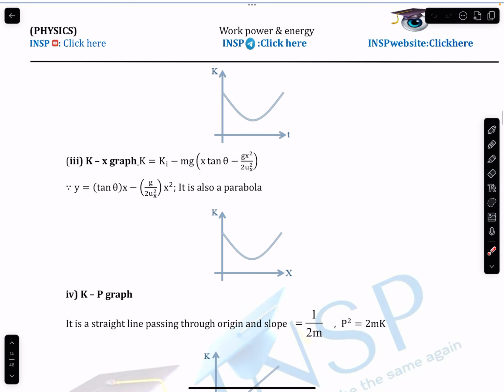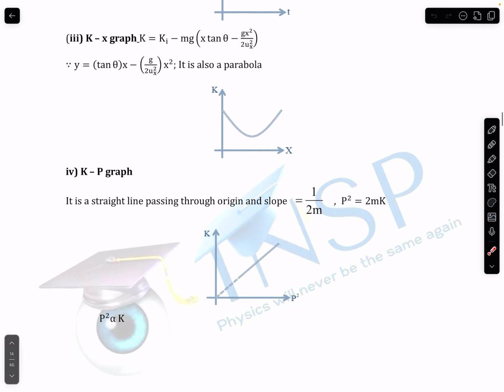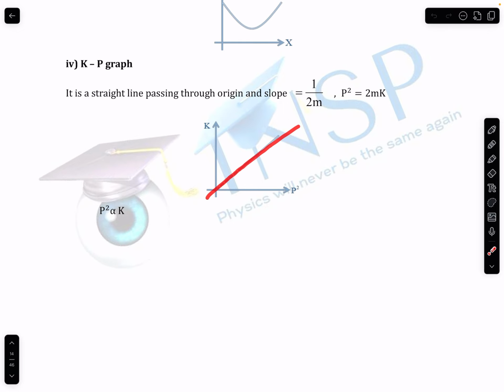K-x graph, same way. What will we do in place of y? We will write y is equal to x tan theta minus g x square by 2 v naught square cos square theta. So we can use the equation of trajectory here. That is also a parabola. So you can see, as the projectile is going up, kinetic energy as a function of x is decreasing and then increasing again. Similarly, the K-p graph, a straight line.